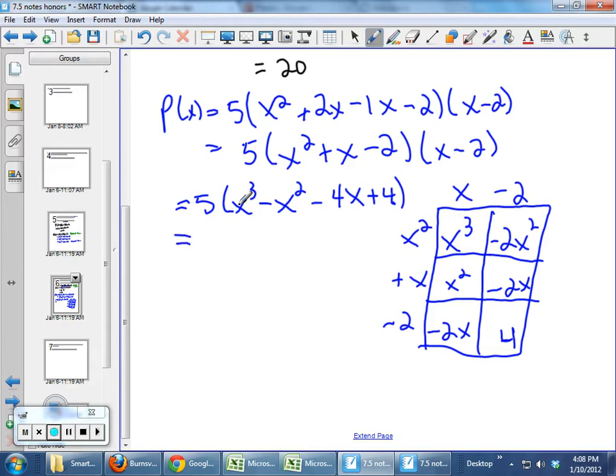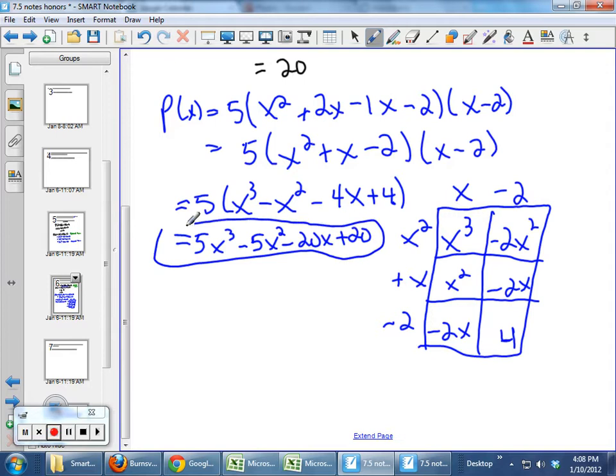Okay, so then we multiply 5 into everything, we get 5x to the third minus 5x squared minus 20x plus 20. And so this is our answer in standard form.